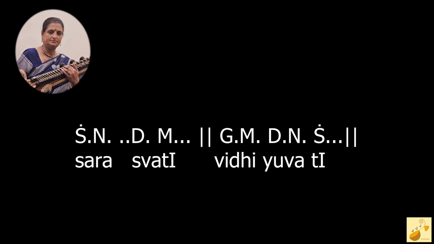Sa, ni to sa, sa to ni is how I am playing the sa ni. Sa ni da ma. Da to ma, you can give a connect. Once again, ni to sa, sa to ni is sara, and then svatI, da to ma. And then from ma I give a connect to ga for the Vidhiyuvathi. Ga, ma is happening from ma. Da to ni to sa is another connect. See how from a very plain representation we are making it swing into the melody of Hindolam.